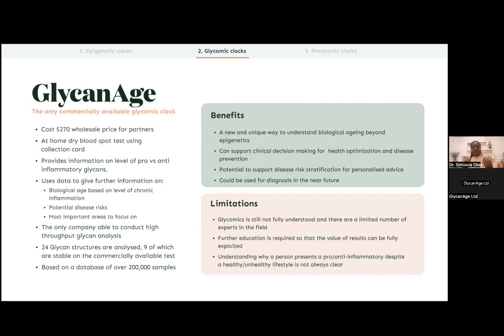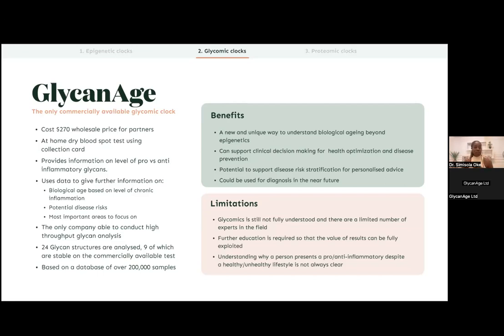GlycanAge is the only company that is able to conduct high throughput glycan analysis. So that ultimately means that we can analyze lots of glycans at the same time, which is actually really hard to do. In the past, one of the reasons why glycomics probably isn't as popular is because it is really hard to analyze them in high volumes. But actually in the lab that we have, we're able to do that. And that's one of the reasons that we probably are the only glycomic clock.